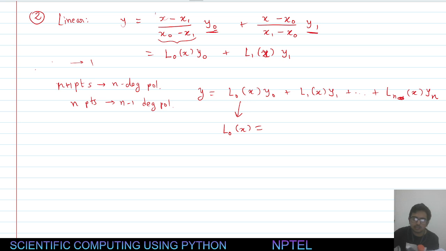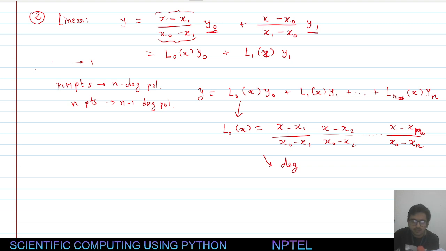Sorry, we have n plus 1 points, so Ln of x, yn, and then each of these L, let's say L0, which was earlier this thing, right? x minus x1 divided by x0 minus x1. So now we have the same kind of term but with x2, x0 minus x2, and all the way up to xn. I use small n. Okay. So x0 minus x, and this is going to be a degree n polynomial, right?